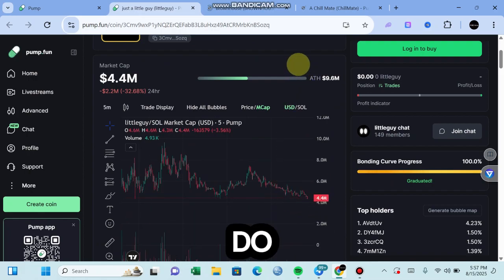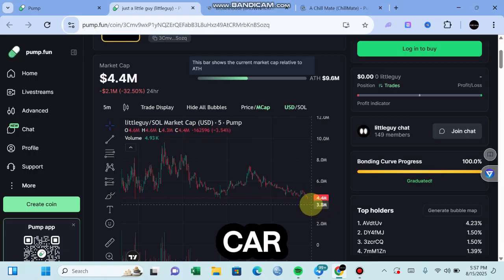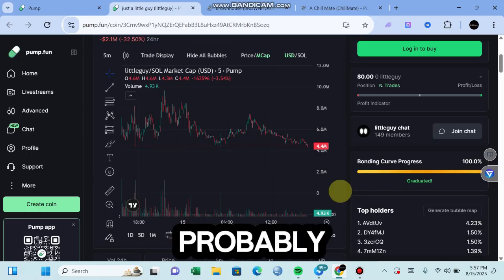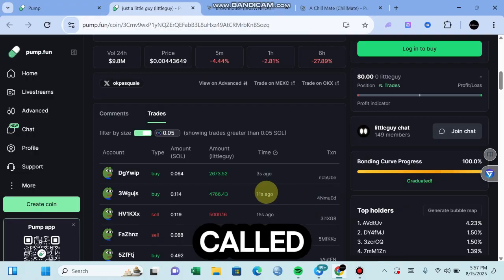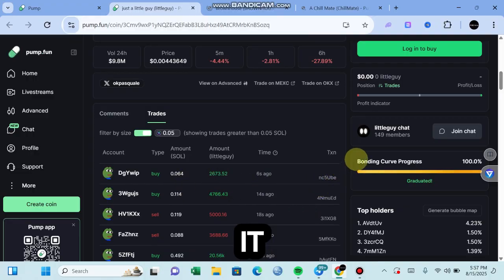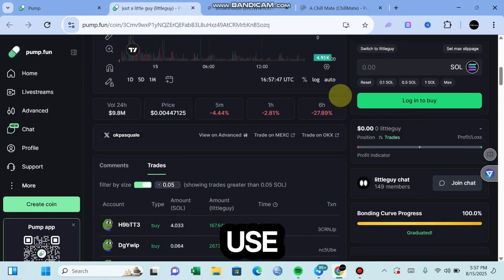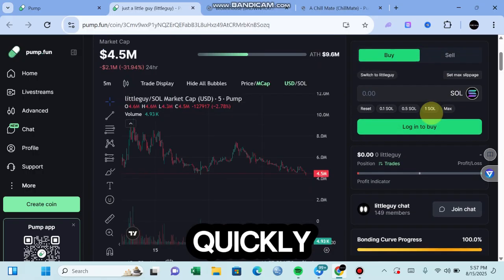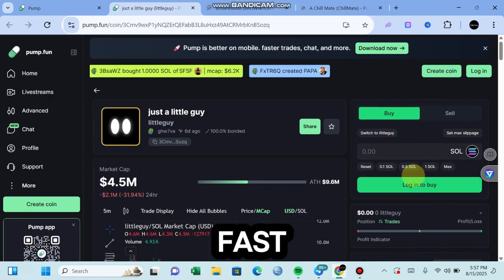The next step I would probably do, if I want to buy this coin at this place, the coin is following like a curve, which I think is at the support level. So it might probably still go down, but since this is a new coin, people are still interested in it, you get. So what I would probably do, if I want to buy at this place, I'll simply use a bot. You can simply log into your account and quickly buy and sell at this particular place, very fast.